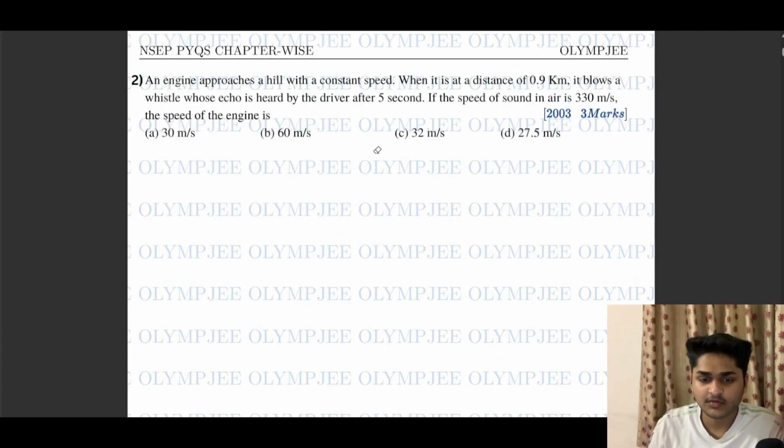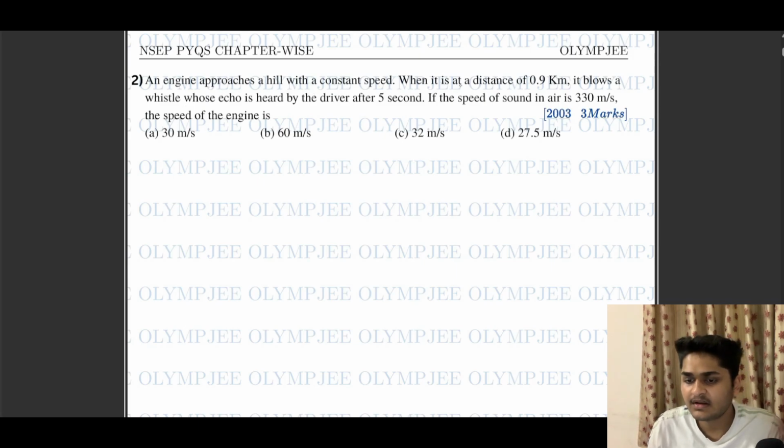So now moving on to the second question. The second question says an engine approaches a hill with a constant speed. When it is at a distance of 0.9 kilometers, it blows a whistle whose echo is heard by the driver after 5 seconds. If the speed of the sound in air is 330 meters per second, the speed of engine is? Okay, so we can understand this question by the help of a diagram.